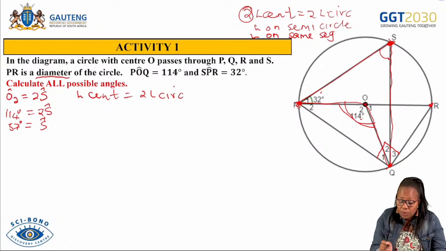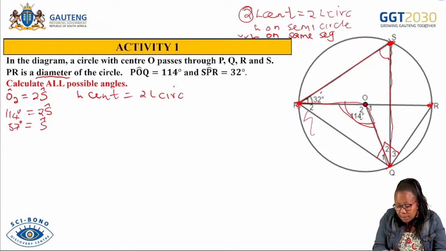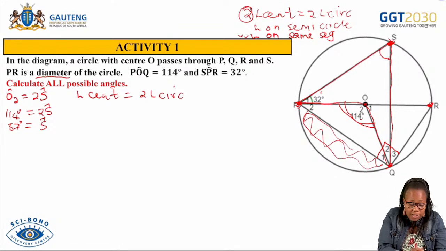Okay, now we want to apply angles on the same segment. Look at S and R. They are both on the same segment SQ there. So now we can say angle S is equal to angle R, which is equal to 57 degrees. What is making them equal? Angle on same segment.